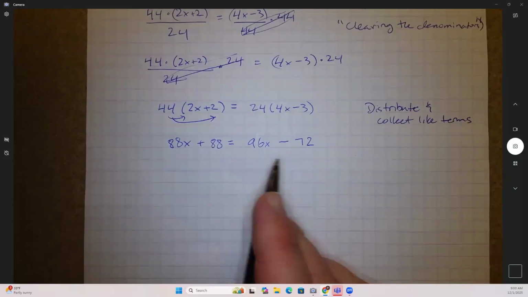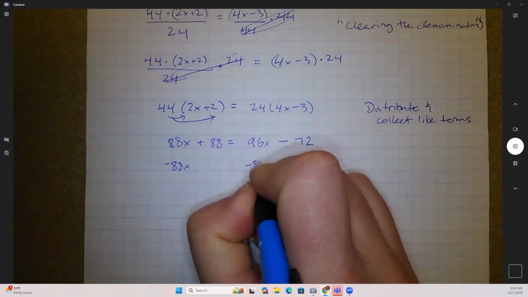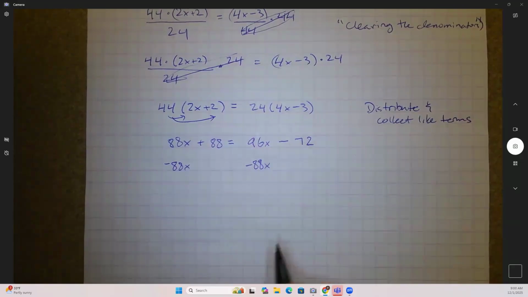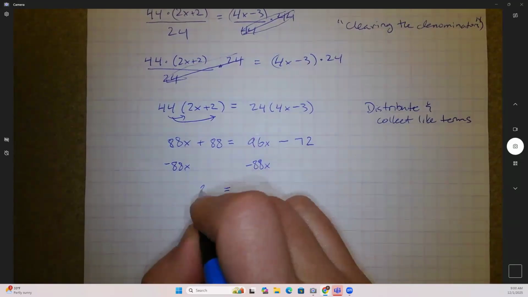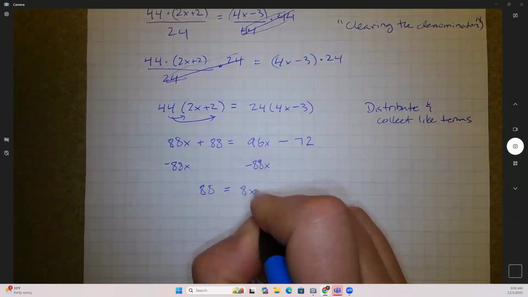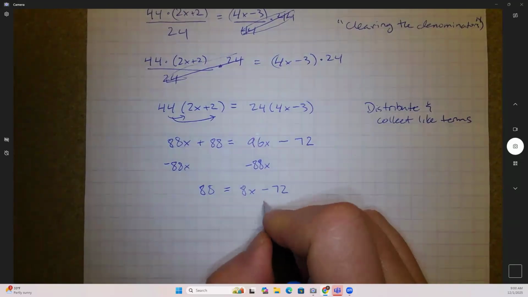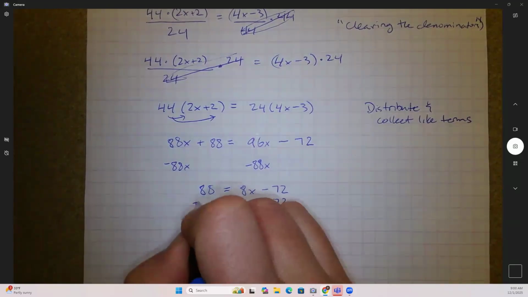We're going to collect like terms. So let's get all of the x's onto one side. And I think it's a little easier if we subtract the 88x, so we end up with positive x's. 96 minus 88 is 8x. And then let's get this 72 to the other side.